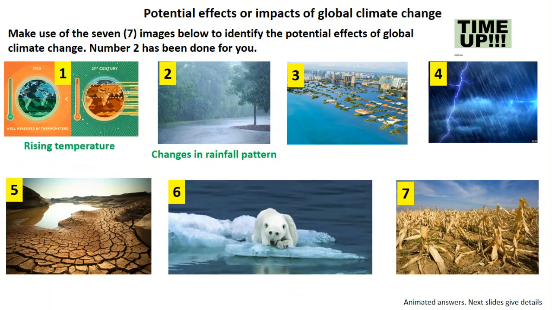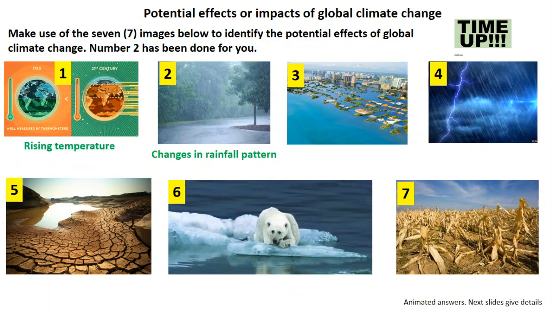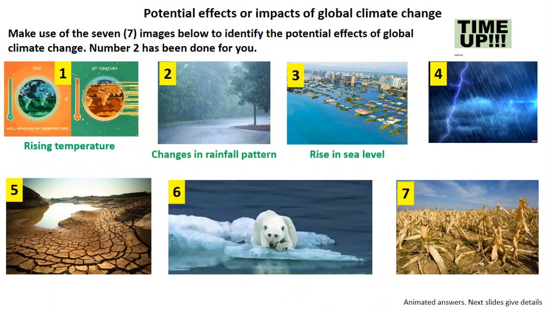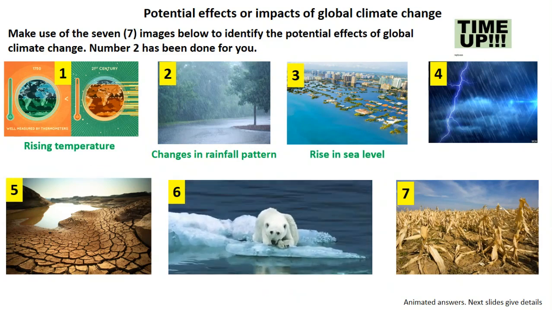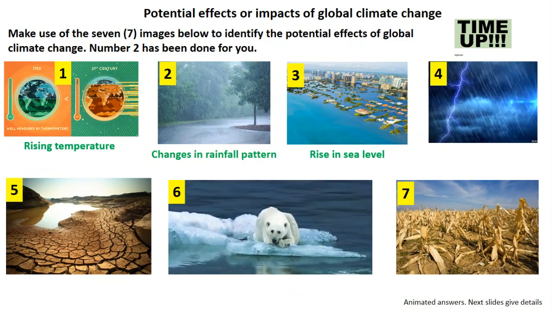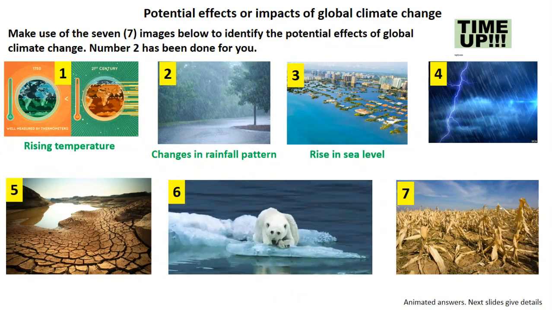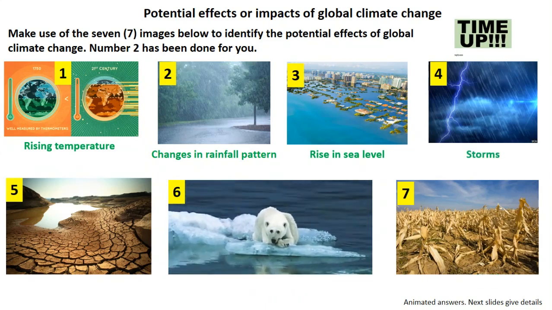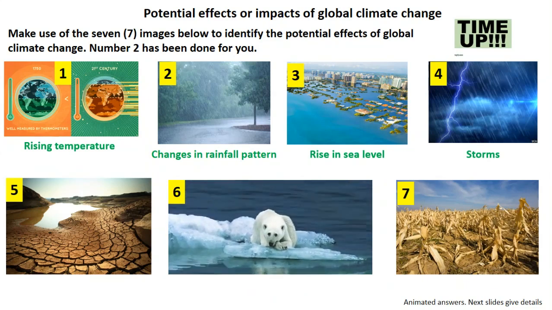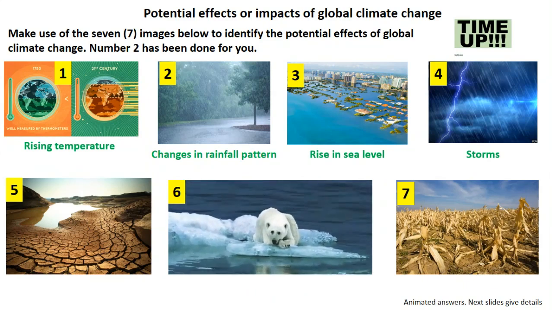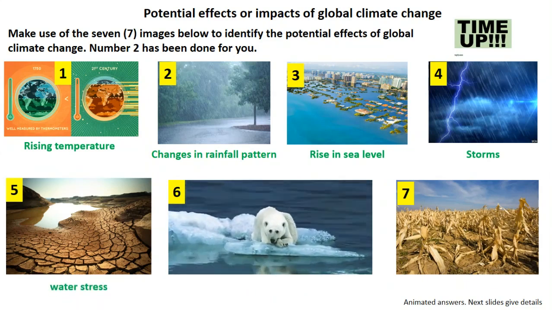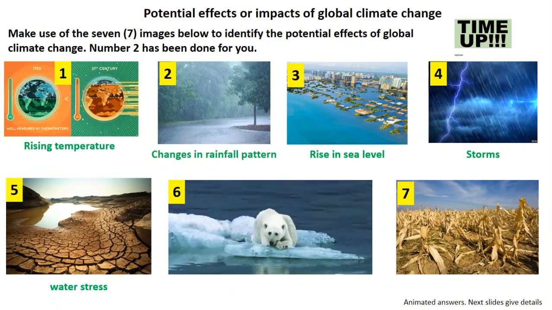So number 1, again, is rising temperature. You can see 2 thermometers there. Number 2 was down for you. Number 3, we can see the sea, and you can see a bit of the city being submerged. So it's rising sea level. Number 4 is storms. Why is it storms? Because you can see the rainfall and the lightning at the same time. Number 5 is water stress. I'll be coming down to that again.